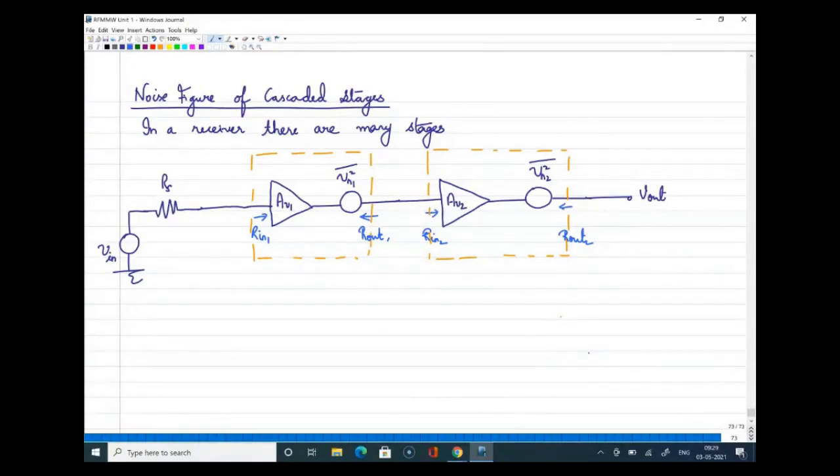Now, what we have seen so far is for a single stage. We express the noise figure in two ways. The first formula we received for a single stage is 1 plus VN square bar divided by alpha square AV square into V, in a slightly different way from what we used in the previous numerical. If you look at this expression, what is this VN square? It is actually the output noise of that single stage.